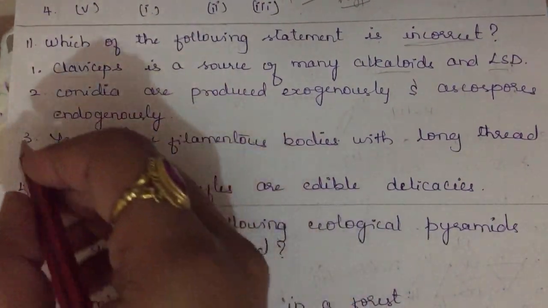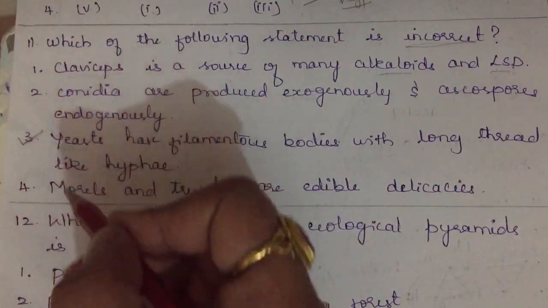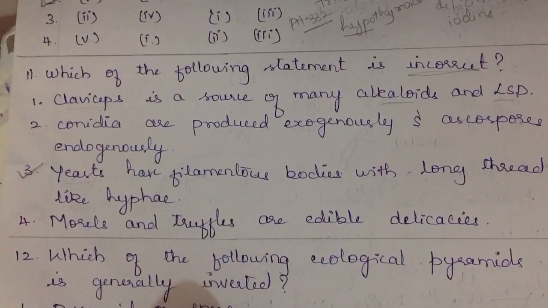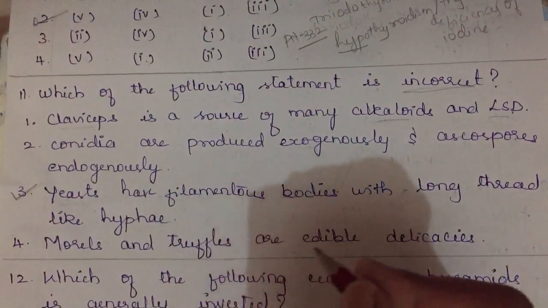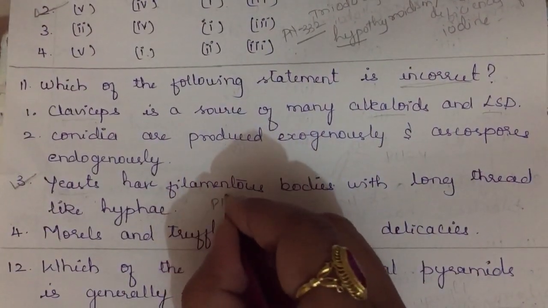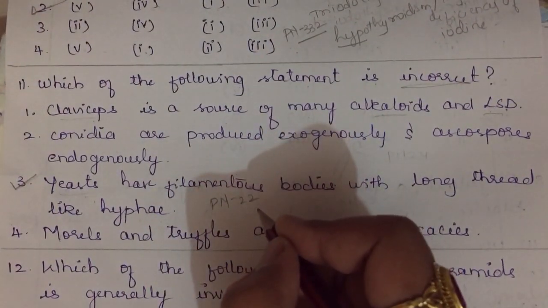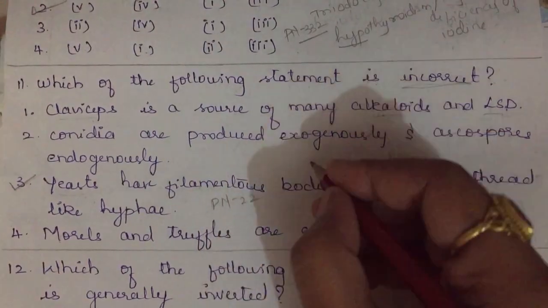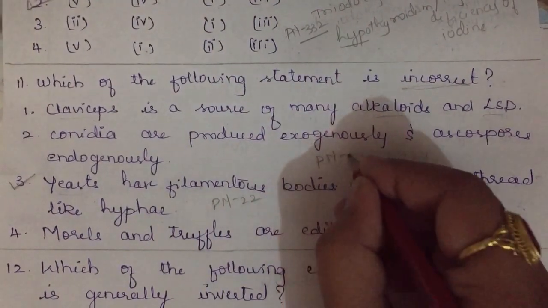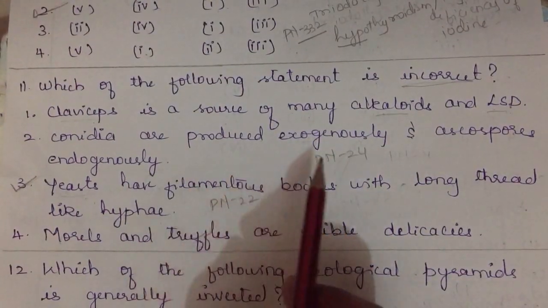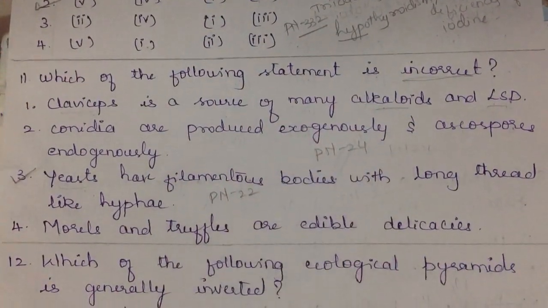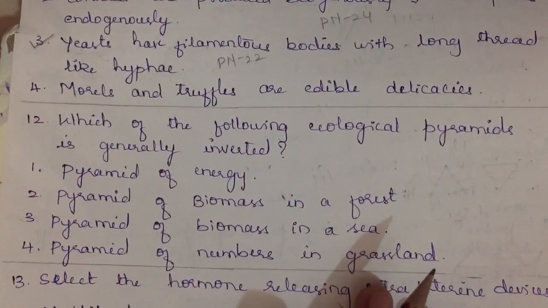So this is the correct answer, but wrong statement. Okay, so this one you will get from page number 22, about yeast. This statement you will get from page number 22, whereas the rest of the 3 statements you will get from page number 24. Okay, so this one is from your first year syllabus. We shall proceed with the next.